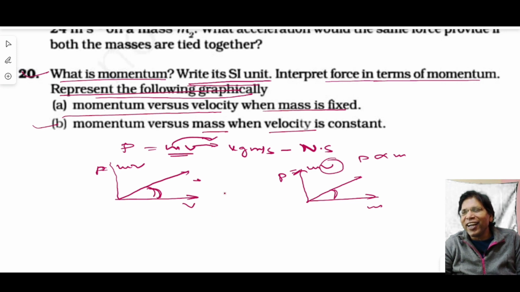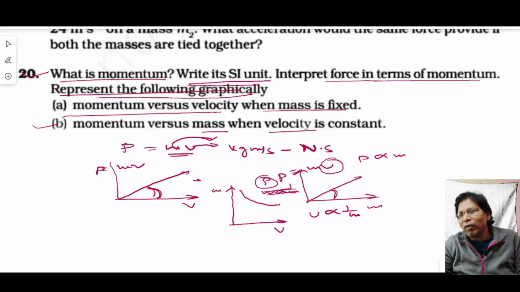Now what is the graph between mass and velocity when momentum is constant? This is the mass and this is the velocity. Here V is proportional to 1 by M. Now this graph becomes a rectangular hyperbola. That is, this graph never touches the velocity axis or the mass axis.